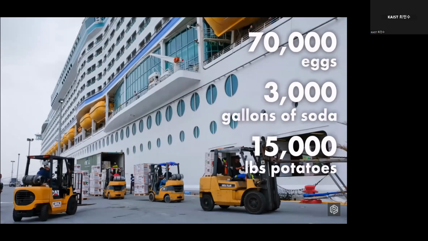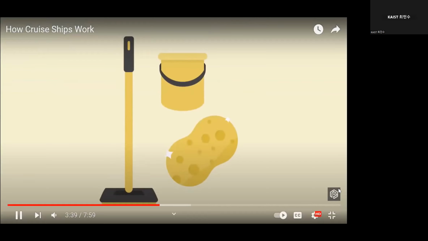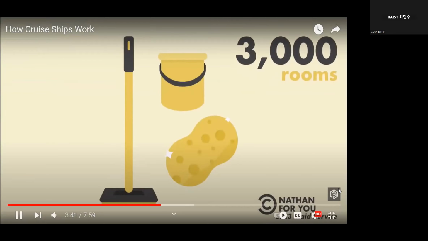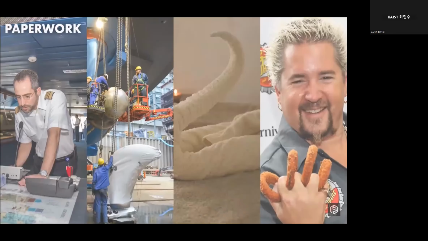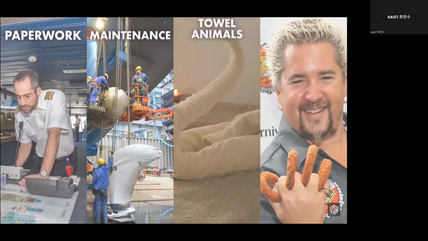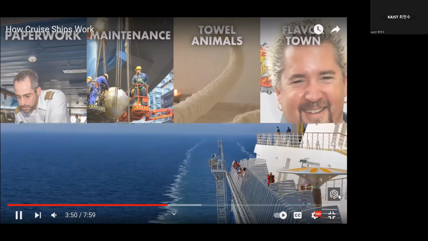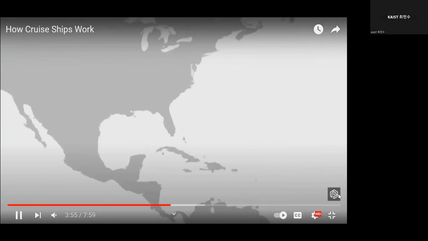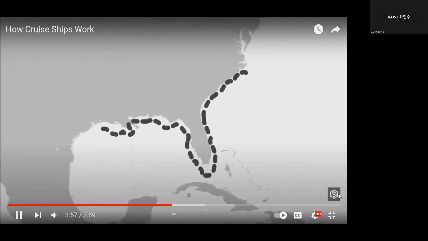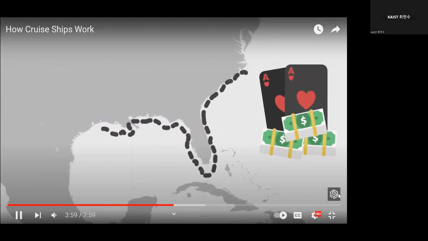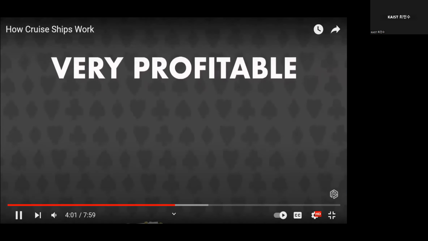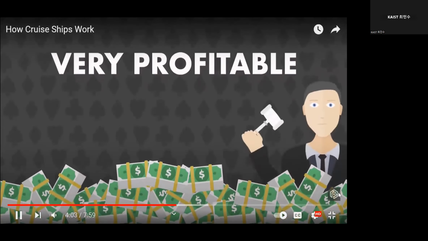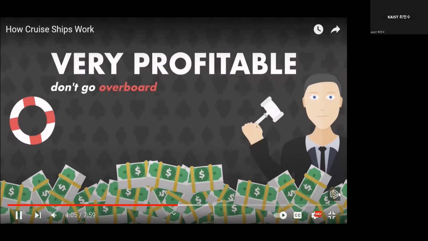By 10:30, passengers are gone, and hundreds of housekeepers rush to clean all 3,000 rooms. Then paperwork needs filed, maintenance performed, towel animals folded, and lunch cooked by Mr. Fieri, all before new passengers arrive at 1. By 5 o'clock, the ship is on its way, whether you're on it or not, because the sooner it reaches international waters, the sooner the casino can start making bank. Gambling is already very profitable, but especially when it's unregulated, so don't go overboard.